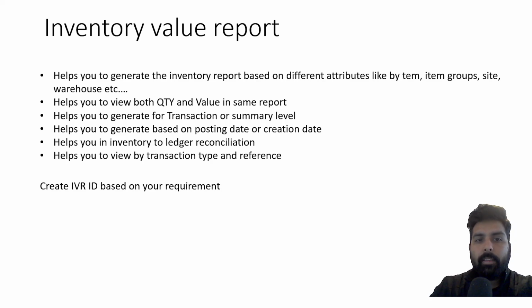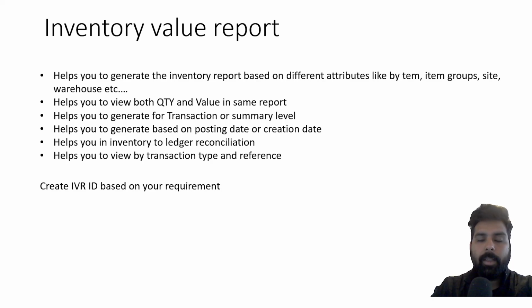It also helps you to view the transaction type, like whether it's a sales order transaction, purchase order, product receipt, journals or counting journal, or a production transaction, what type of transaction it is in the inventory. It also gives you the reference number, so if it is a sales order, then which sales order, which purchase order, and so on. These are a few key scenarios, or you can say the attributes, of this particular report.